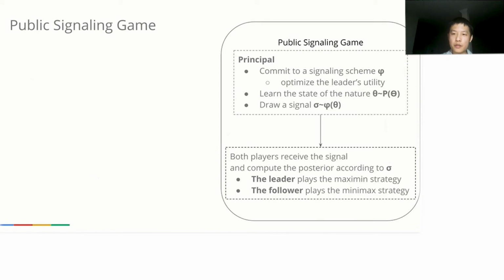So in the public signaling game, the only information that is known by the leader and the follower is the signal. Neither of them knows the true state of nature. After receiving the signal, the leader and the follower can compute the posterior according to the signal and then play the optimal strategy for the induced zero-sum game from the signal.